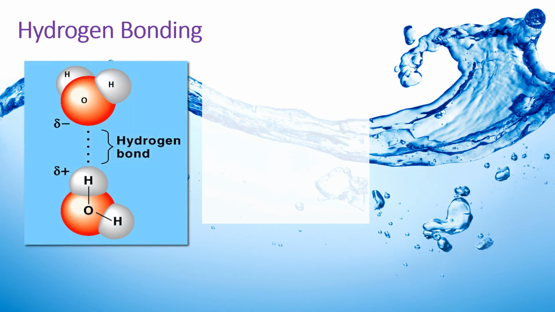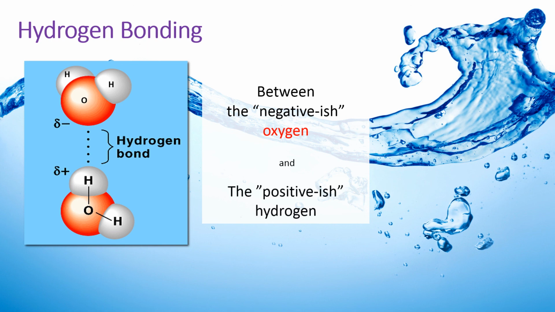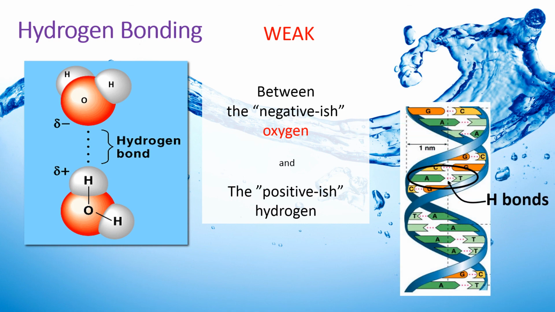Another important property of water is its ability to form hydrogen bonds. Hydrogen bonds are those electrostatic interactions. We're not sharing electrons here, but it's an electrostatic interaction between the negative-ish oxygen and the positive-ish hydrogen of a neighboring molecule. Now, they don't have to be water molecules, but certainly can be and often are between water molecules themselves. This doesn't involve sharing electrons, so it's relatively weak. Each individual hydrogen bond is pretty easy to break. They break just by smashing into one another.